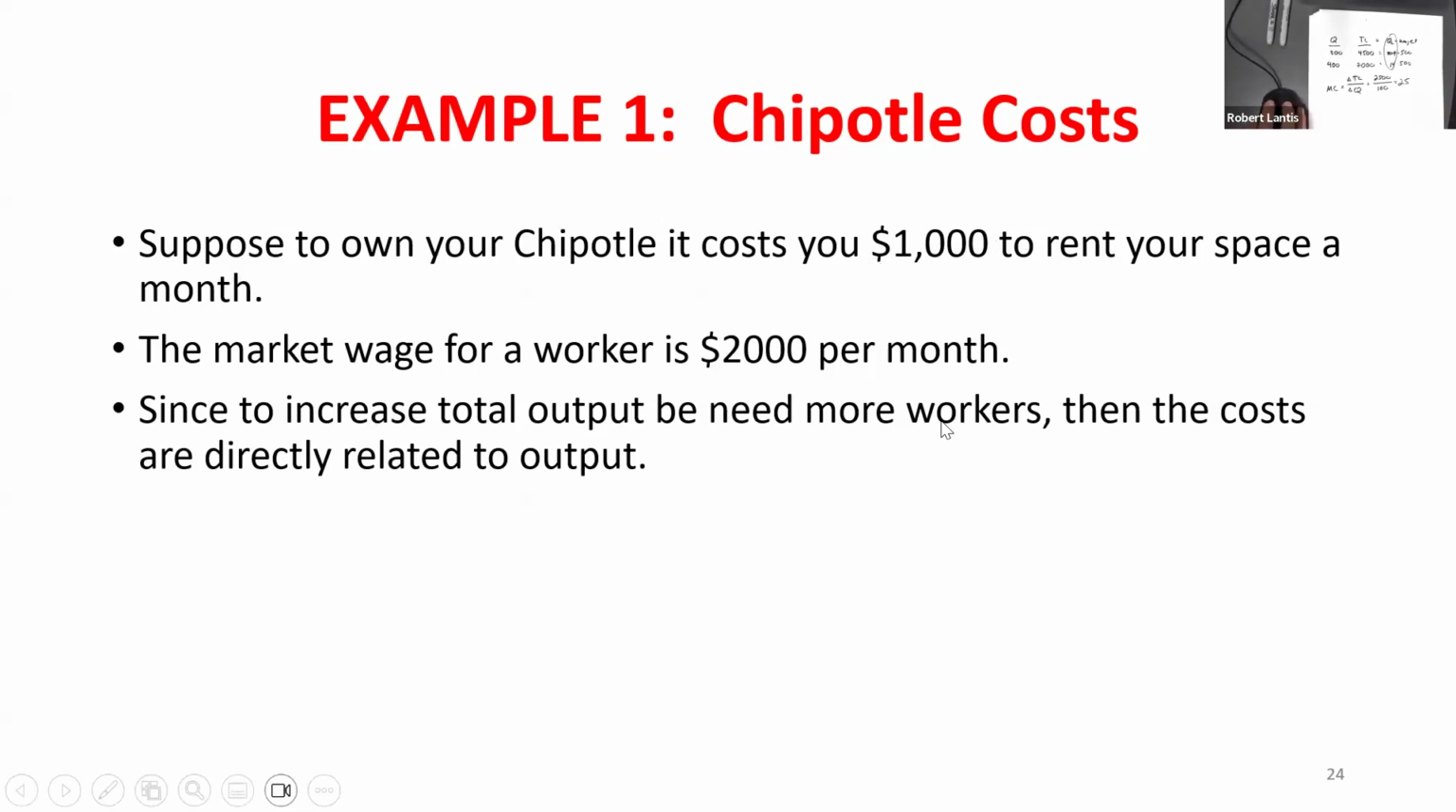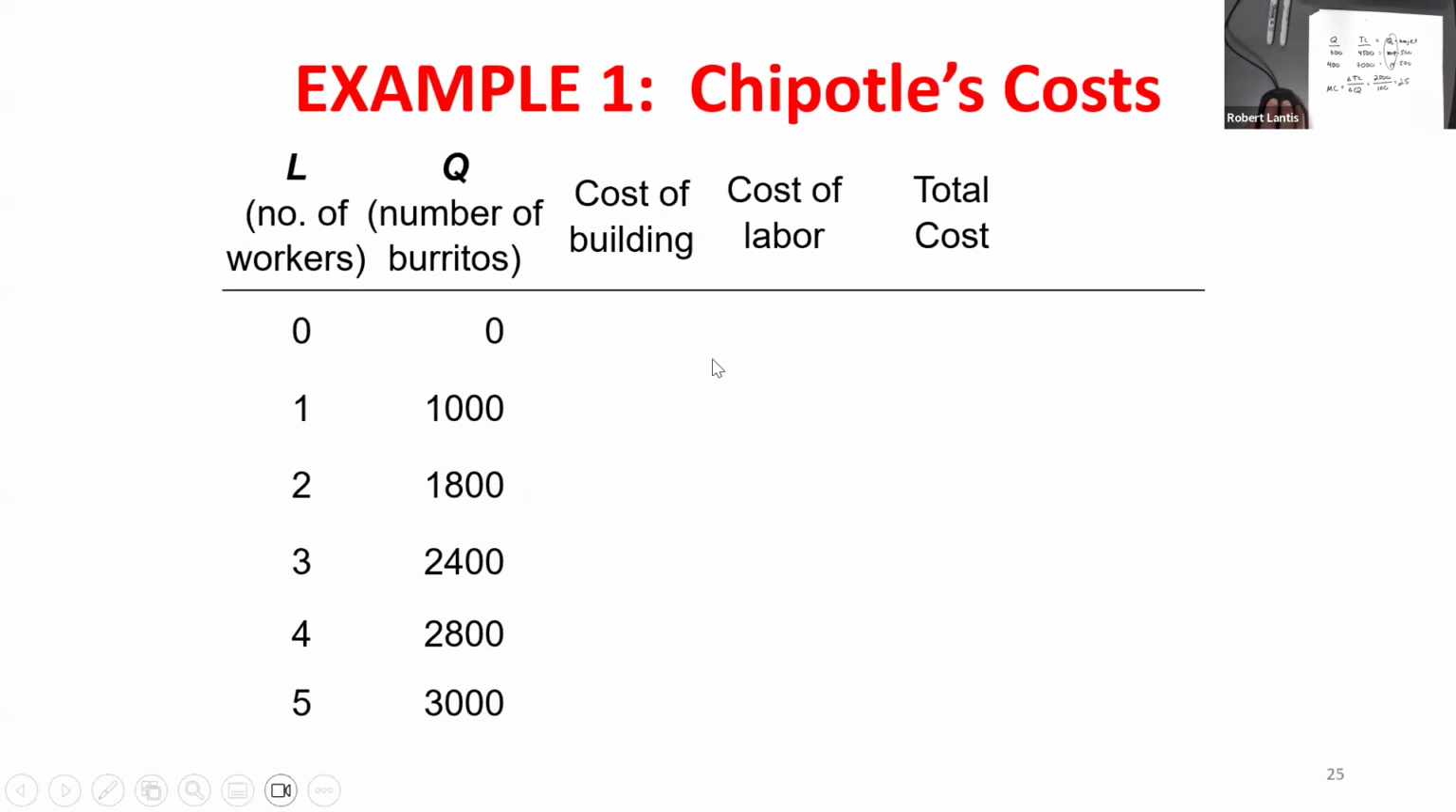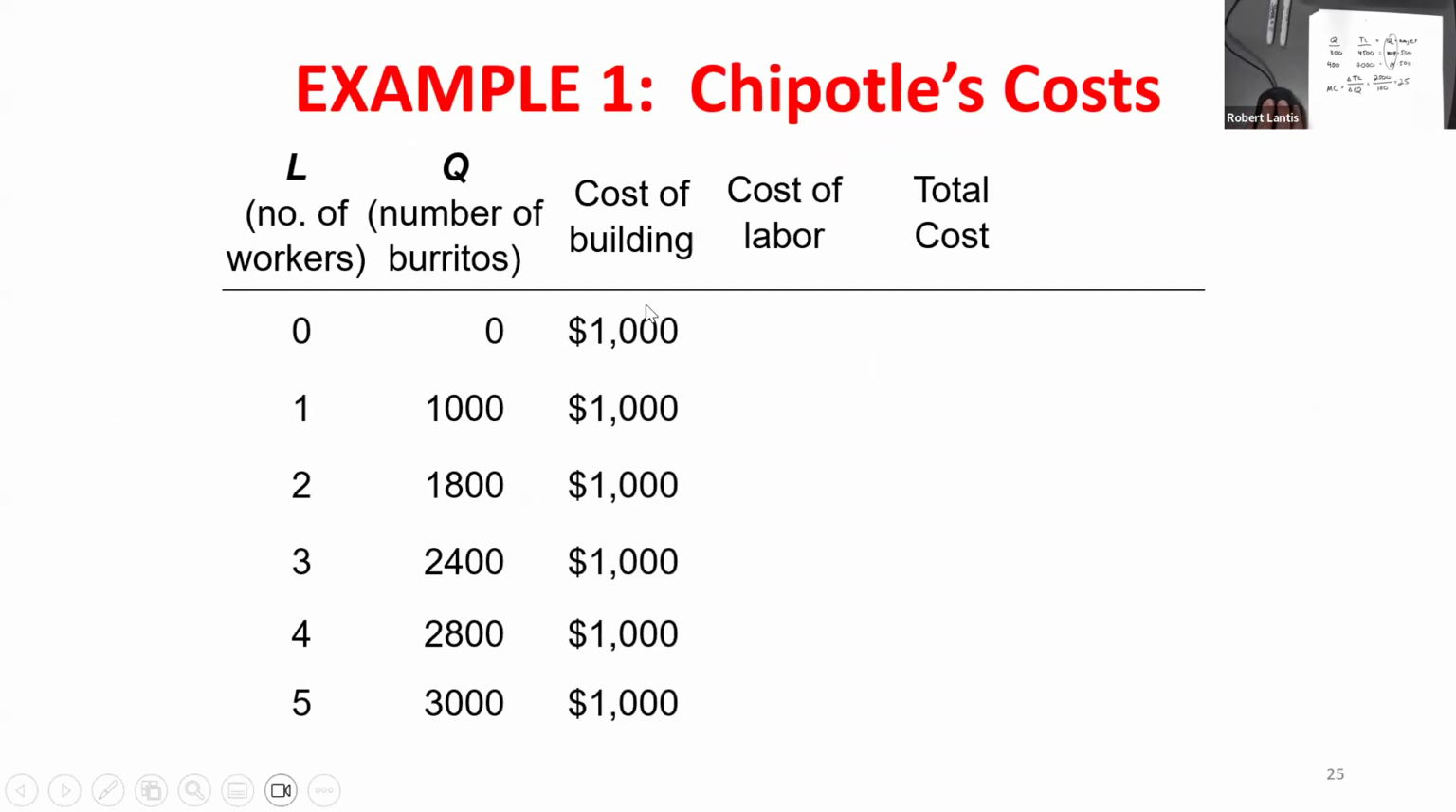So if I want to increase output, I've got to hire more workers, and each worker I hire, I've got to pay $2,000. Okay? So we're going to start talking about different types of costs. So here I've got the cost of my building. It doesn't matter how much I produce. The cost of my building is always going to be that same $1,000 of rent or whatever it is. So if I hire 1 worker, 2, 3, 4, produce 1,000, 1,800 burritos, same cost of that building.